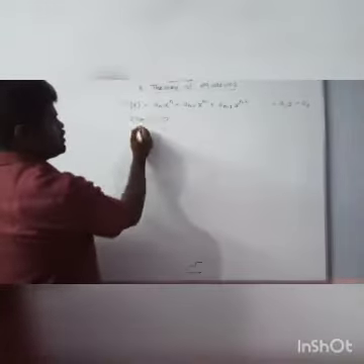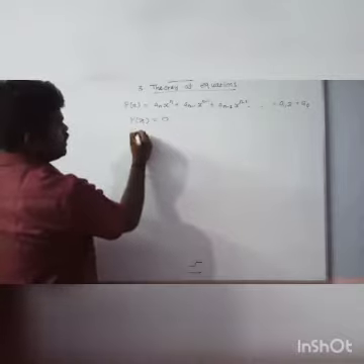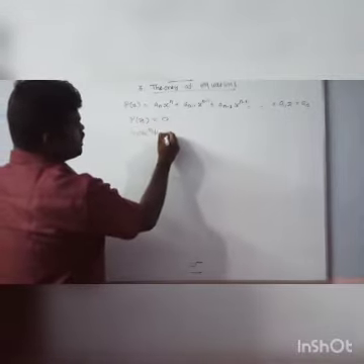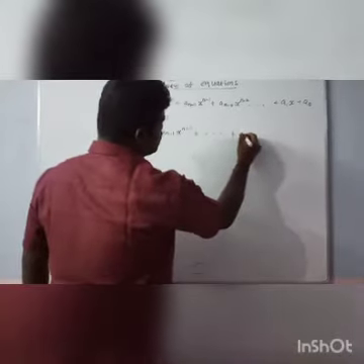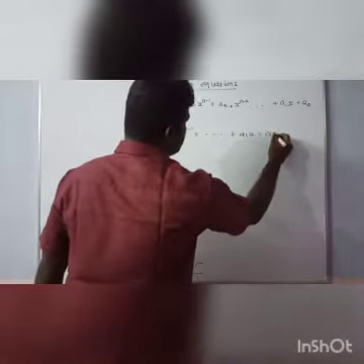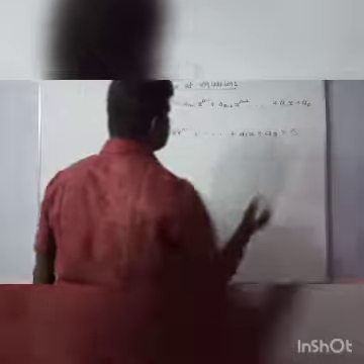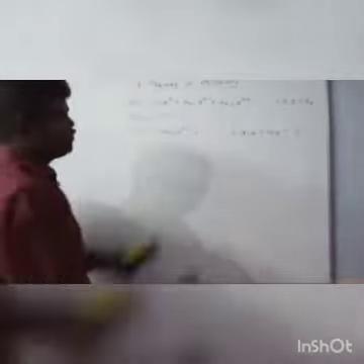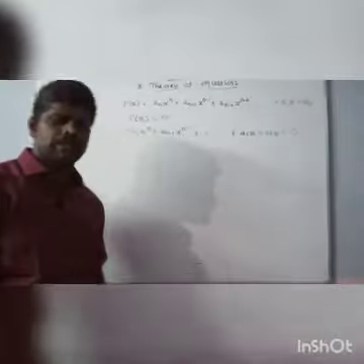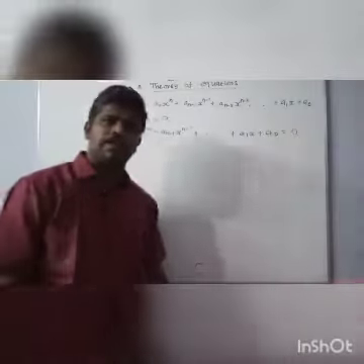If P of x equal to 0, the equation an x power n plus an minus 1 x power n minus 1 plus and so on plus a1x plus a0 equal to 0. Suppose P of x equal to 0, this value is completely 0. This is the polynomial equation. There are more types of polynomial equation.